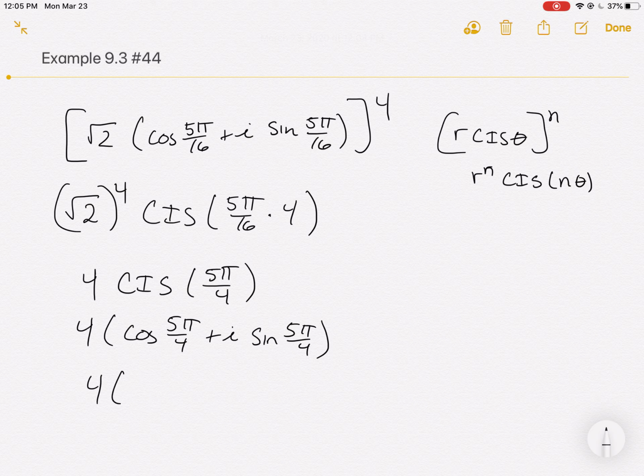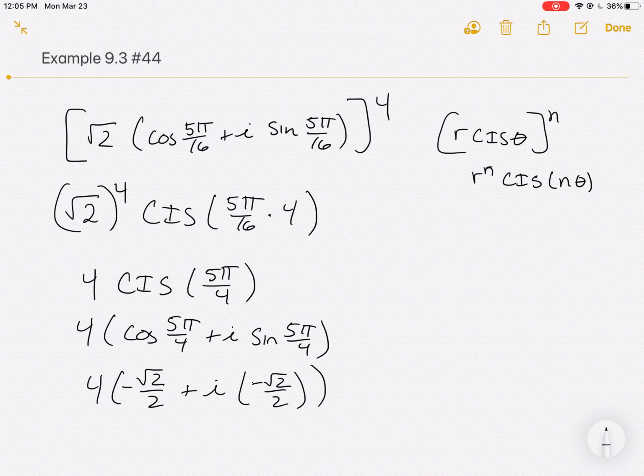So that's 4. Now the cosine of 5 pi over 4, that's going to be root 2 over 2, but that's a third quadrant angle, so it's negative. And sine's going to be the exact same value. It's a third quadrant angle, and sine's negative there as well, and also root 2 over 2.